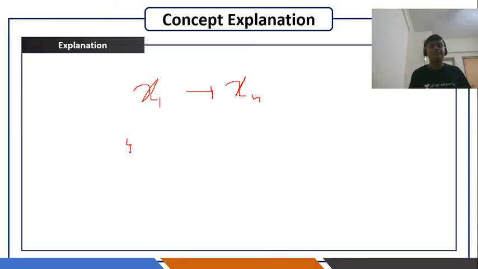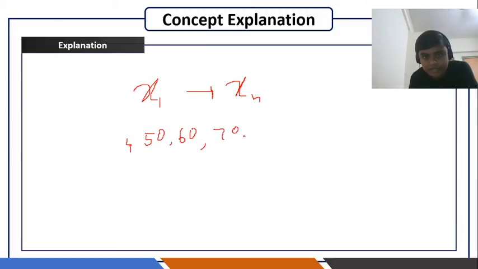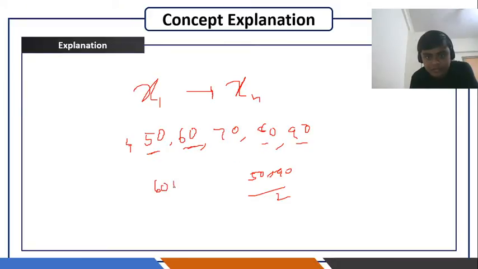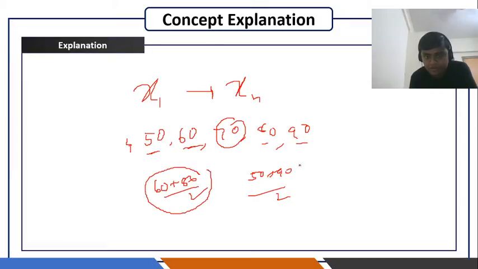So in this case, we have the numbers 50, 60, 70, 80, and 90. The average is going to be 50 plus 90 by 2, or you can take 60 plus 80 by 2, or you can also take 70. So basically 70 is the average of all these numbers.